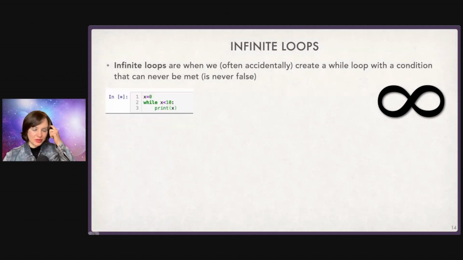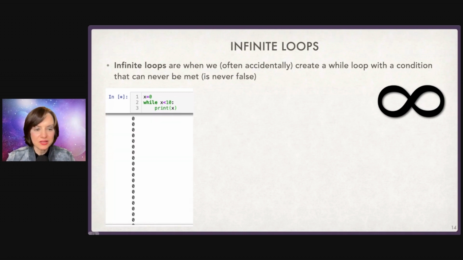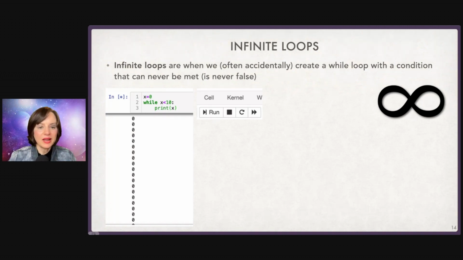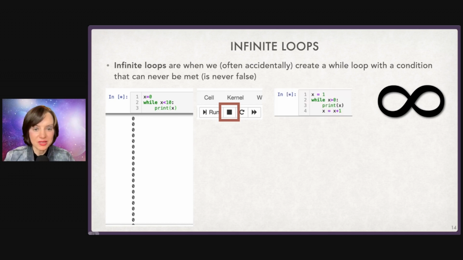All right. So for example, if I type x equals 0, while x is less than 10, print x, I will simply get zeros and it will simply scroll and scroll and scroll until I go in and stop the program. If you're using a Jupyter notebook, you can click the little stop button. Otherwise, it will go for a very long time.